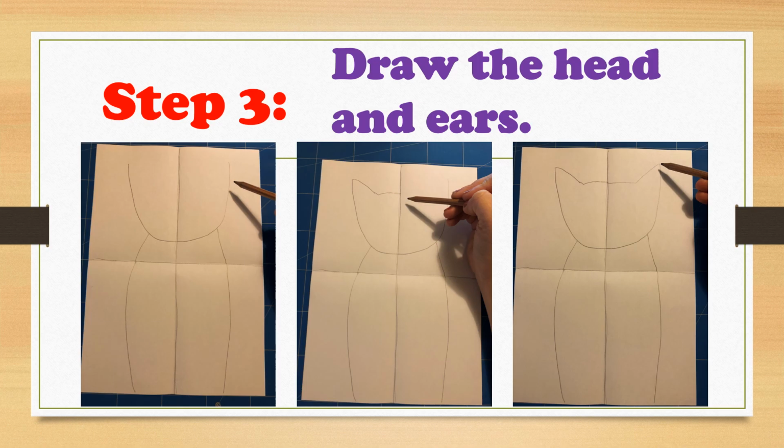Step number 3 is to draw the head. So we need to draw a really big U shape from almost the top of the page, about a finger away from the top of the page, all the way down so that the bend in the U touches those lines we drew in step number 2. Then you need to draw the ears and connect those ears with a line that creates the top of the head. So have a look at my pictures there.